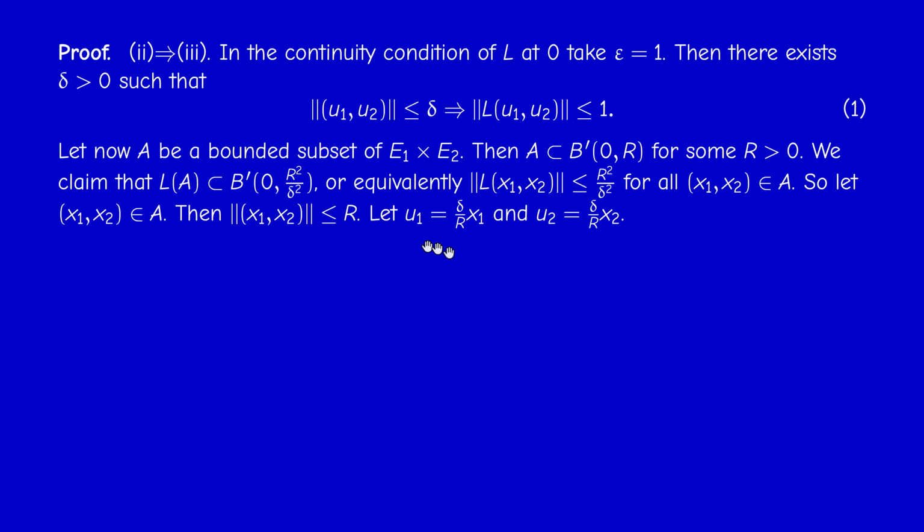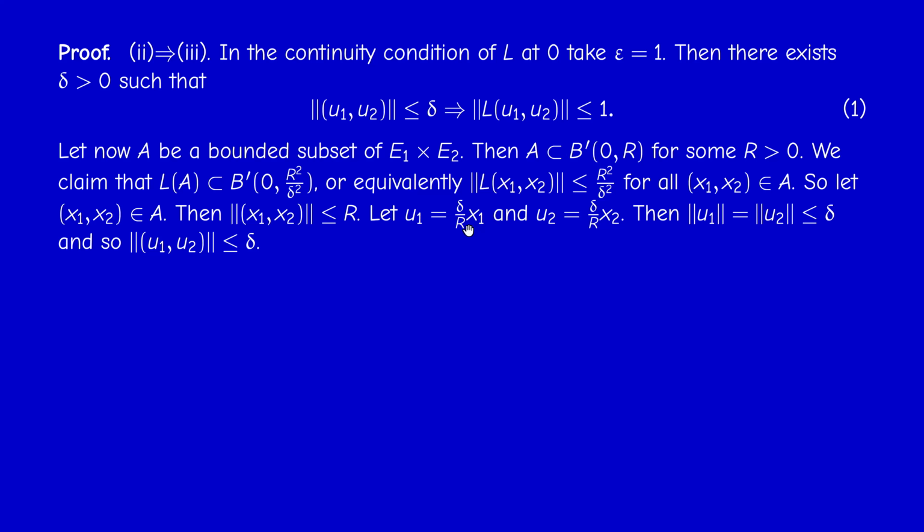And now take U1 to be delta over R times x1, so a multiple of x. So (U1, U2) is the homothetic of (x1, x2) with center 0 and ratio delta over R. Then, if you take the norm of U1, you will get delta over R times the norm of x1. And now, by assumption, the norm of (x1, x2) is less than r, but the norm of the couple is just the maximum of the norm of x1 and the norm of x2. So the norm of x1 is less or equal than r.